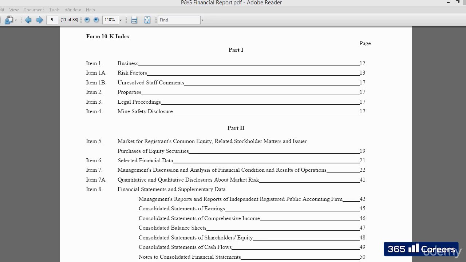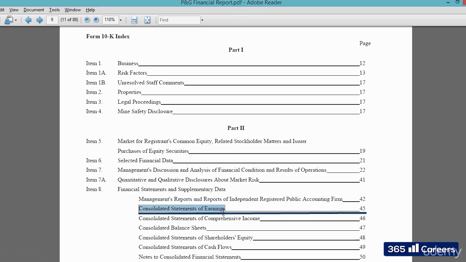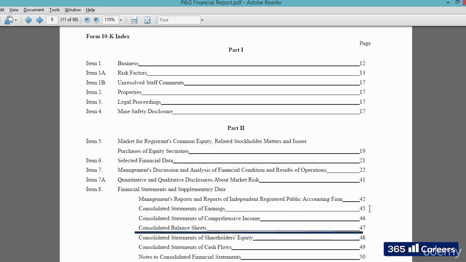Okay, let's get started with trying to analyze P&G's financials, or at least its income statement and balance sheet. This is the index of the report, which will allow us to find the information that we need much faster. According to the index, we will be able to find the company's statement of earnings, the income statement, on page 45, while its balance sheet is on page 47.